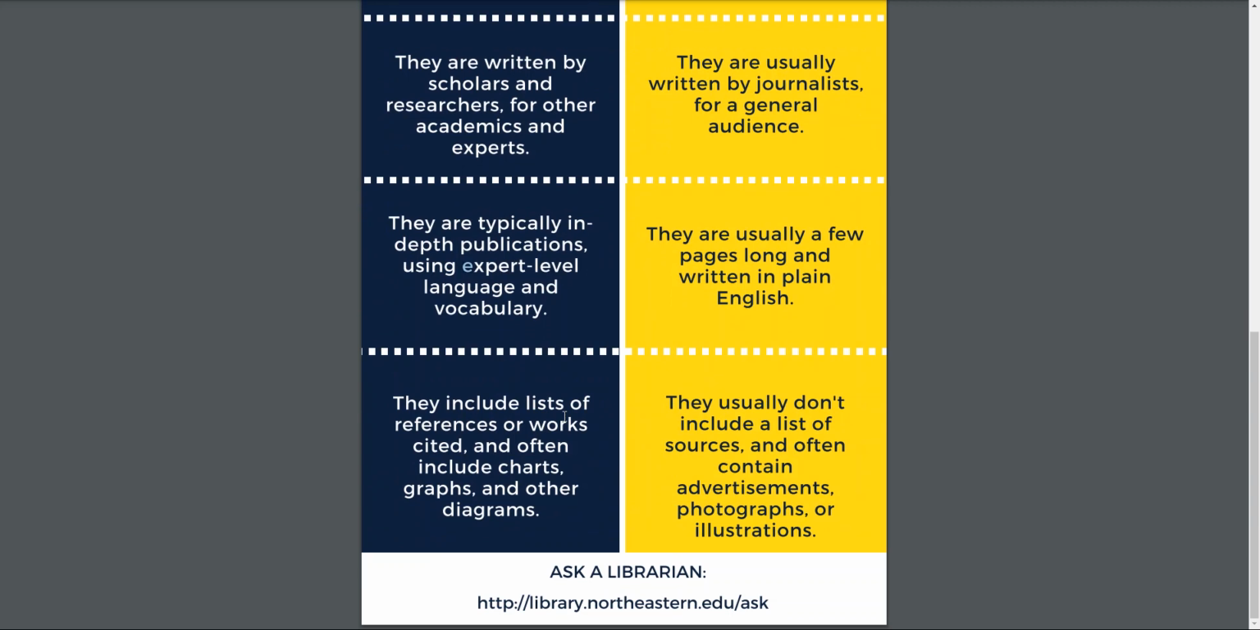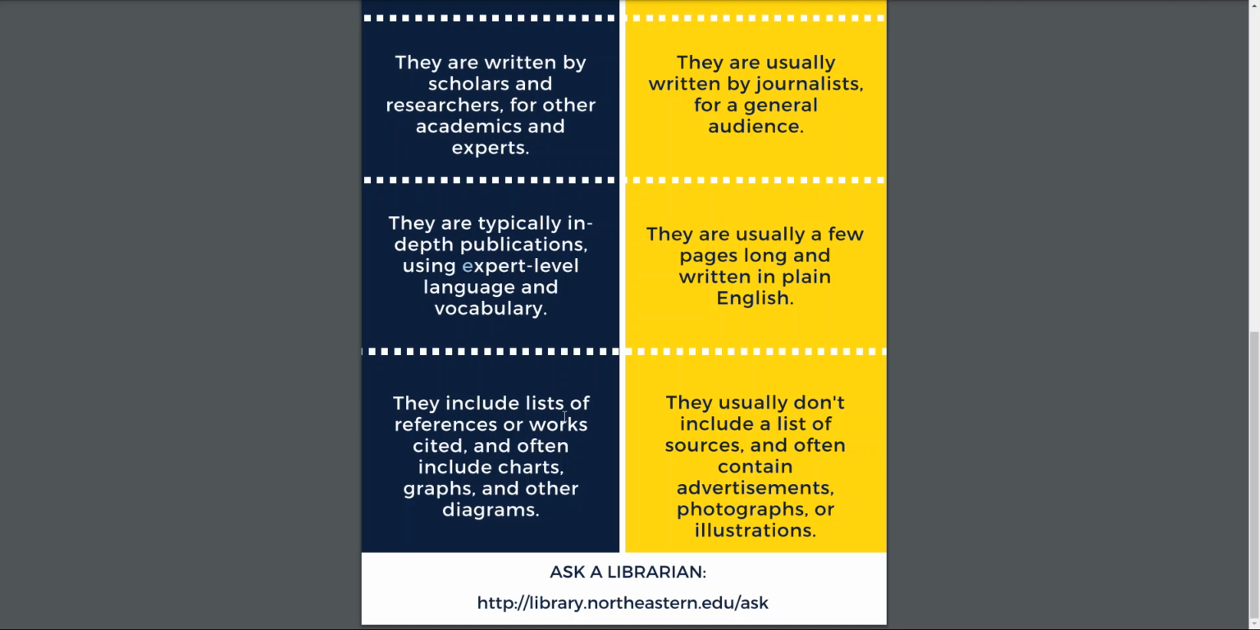Scholarly academic articles include a list of references and works cited, just like your paper should. They include charts, graphs, and diagrams. In non-scholarly articles in newspapers and magazines, on a lot of websites and blogs, you won't find a list of sources. They might make these claims, but they're just assuming that they've read some stuff to back it up.